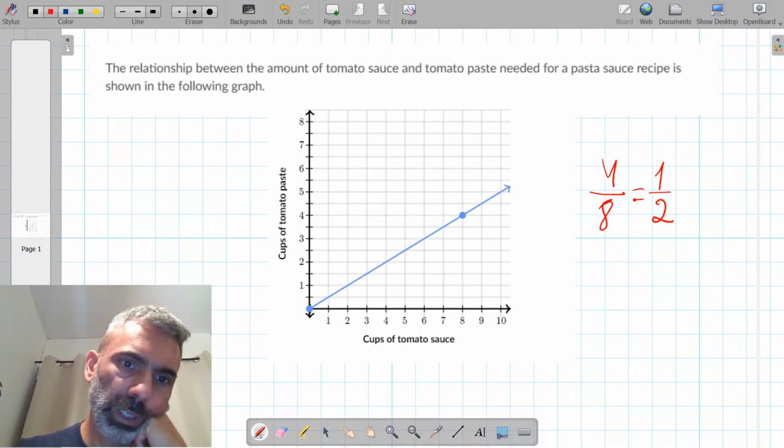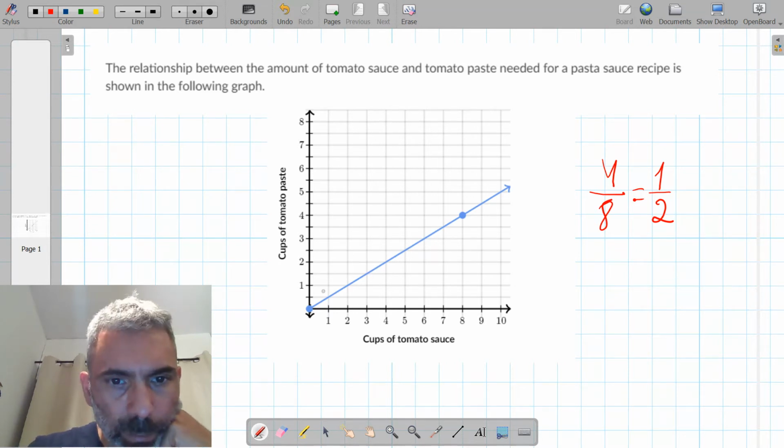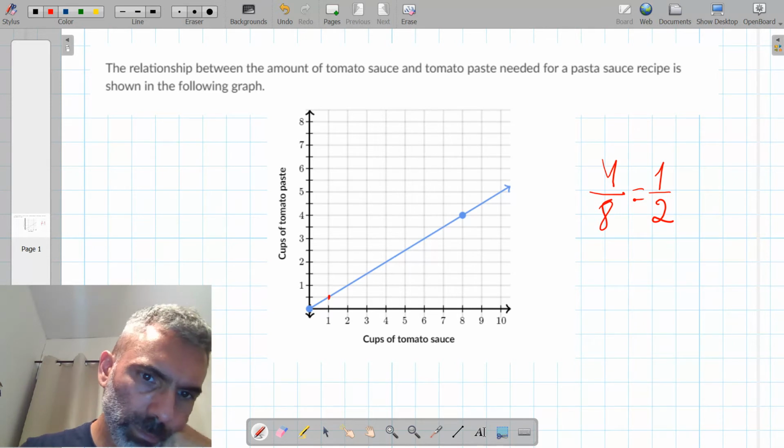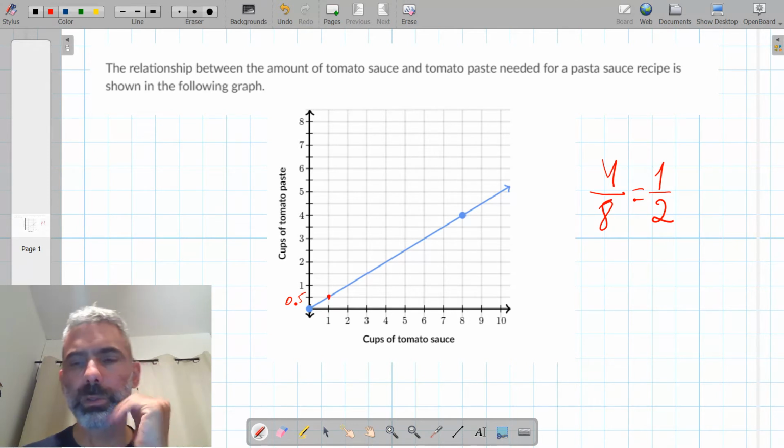So for every cup of tomato paste we need, so this point here, so we need 1/2 of paste for every 1 cup of tomato sauce.